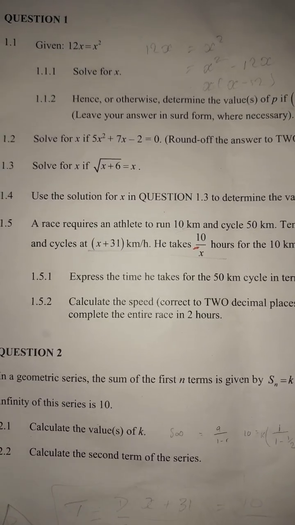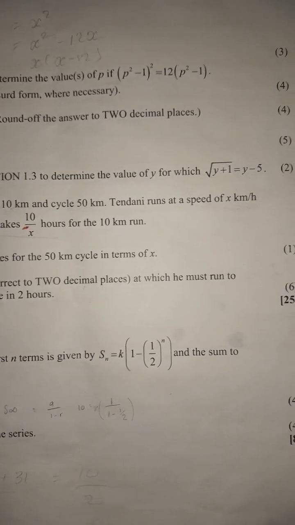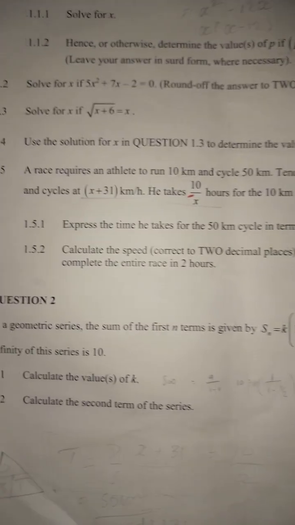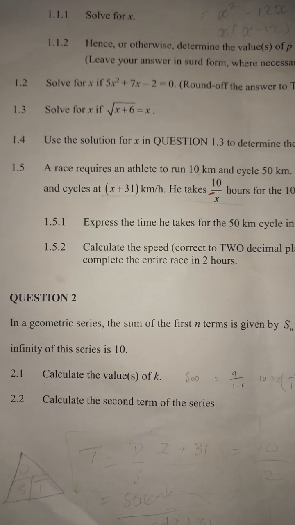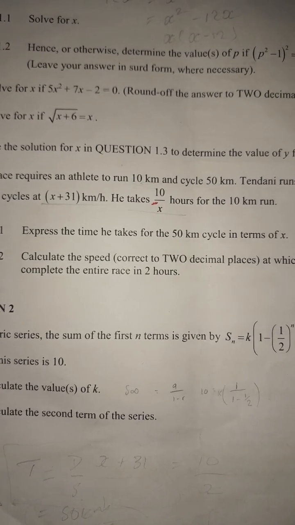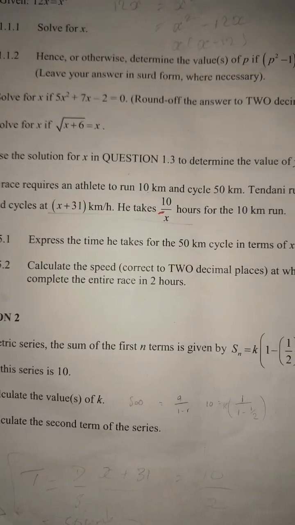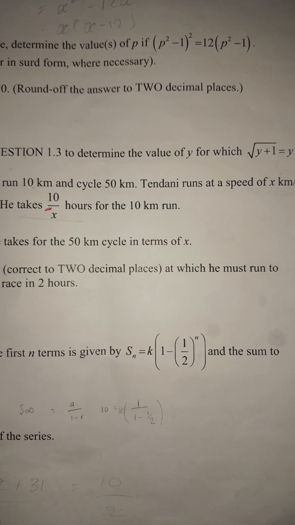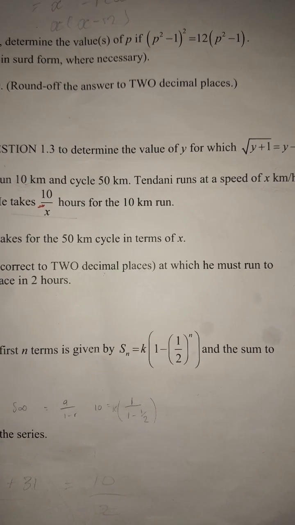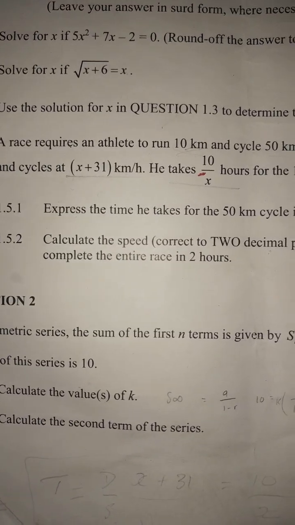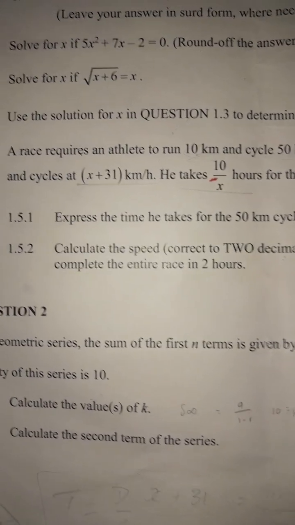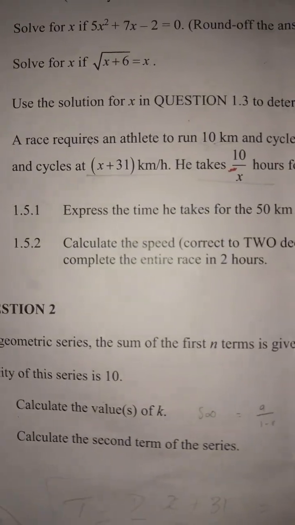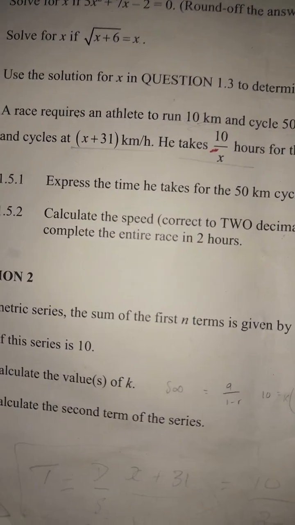In our previous video we worked with question 1 that was 25 marks, but now we are going to work with 8 marks, which is question 2. We're given a geometric series. The sum of the first n terms is given by Sn = k(1 − (1/2)^n), and the sum to infinity of this series is 10. We're also given information so that we can determine the value of k. So how do we determine the value of k?